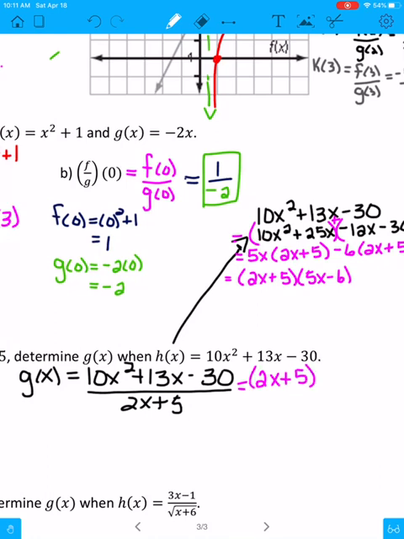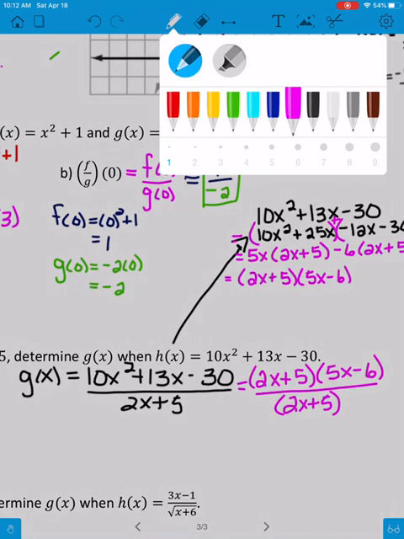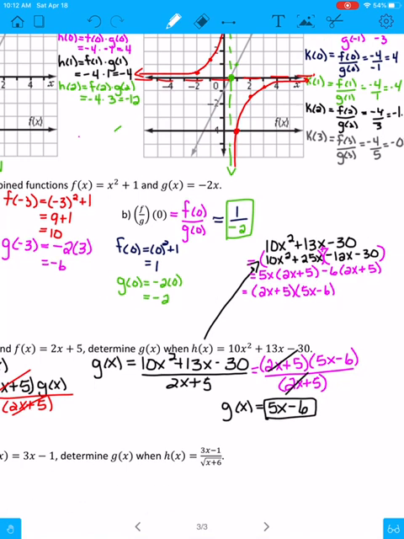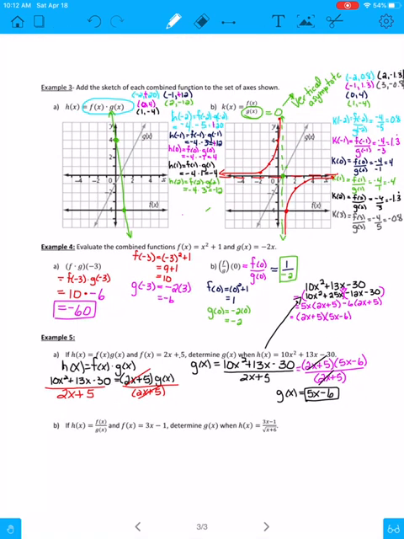You're welcome. 2x plus 5, 5x minus 6 over 2x plus 5. And the 2x plus 5's cancel. And so g of x equals 5x minus 6. What's great about these is you can check them. You can do 5x minus 6 times 2x plus 5, and you should get 10x squared plus 13x minus 30. So you can always check these.